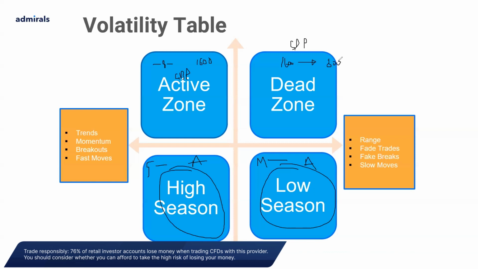So what we need to start to do is to put together an understanding that ideally, when we are trading an instrument that is in its active zone and in its high season, the kind of trading styles we would be particularly looking at are things like trend trades. They're going to be momentum trades. This is where breakouts would be good. This is where you will normally see fast moves in the direction of the dominant trend.